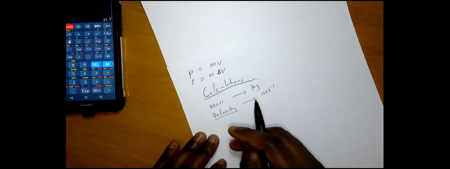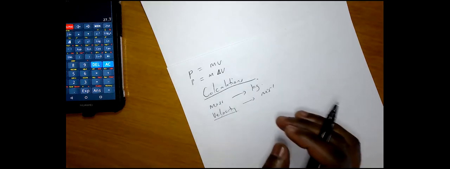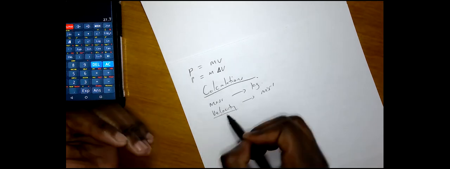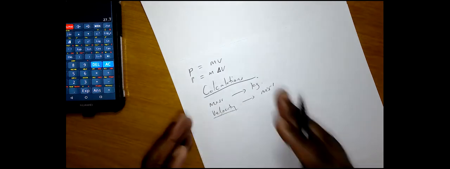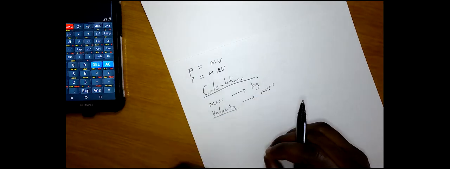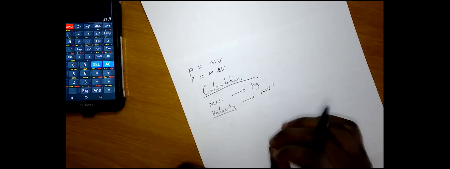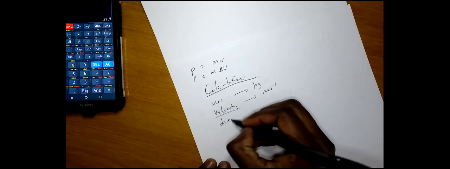So velocity is the one with direction. That will make our momentum also a vector, because velocity does have direction. So whenever you're given a scenario, you must always know the direction. You must give direction. Your value must always have direction.